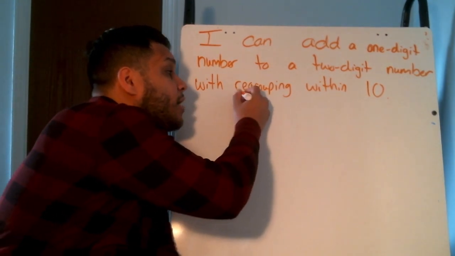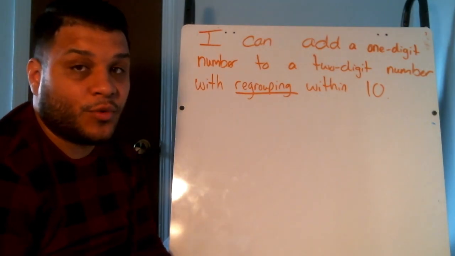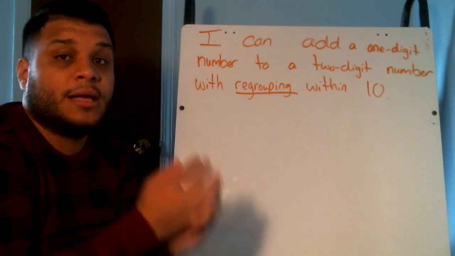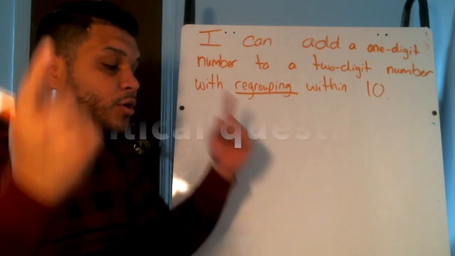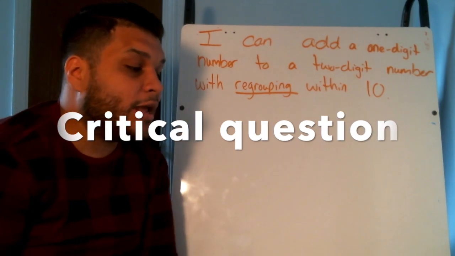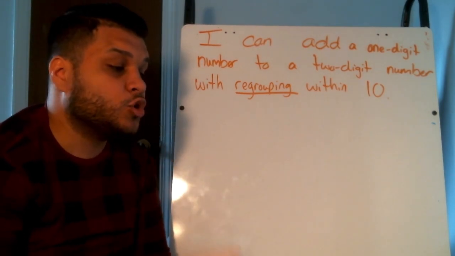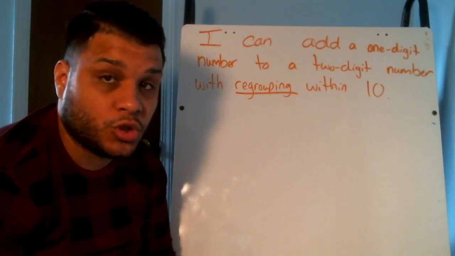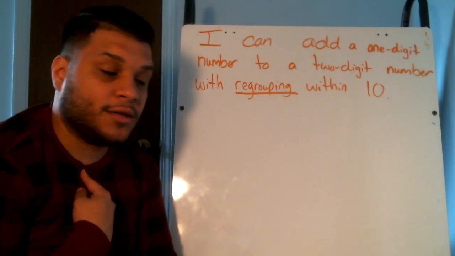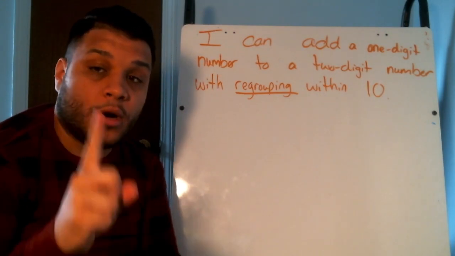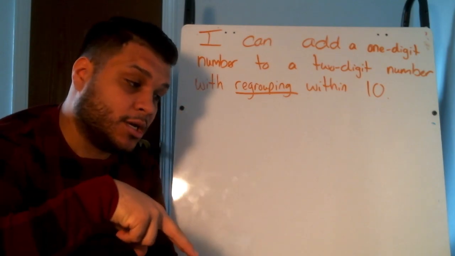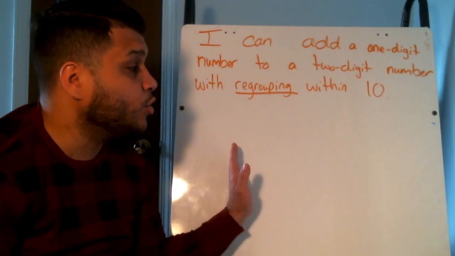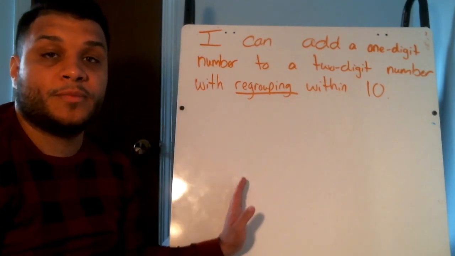But let's remember that we are regrouping, which means that whenever we see a ten together, we want to put it all together, bundle it up, and carry it over. Our critical question for today is: when we add a one-digit number to a two-digit number with regrouping, where do we regroup to? I want to repeat that again because I know that was a little fast. Do we regroup to the ones place or do we regroup to the tens place?